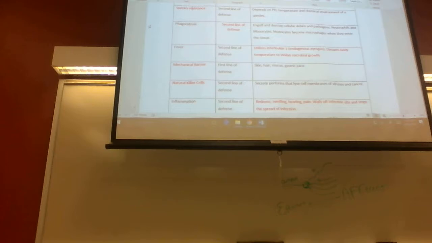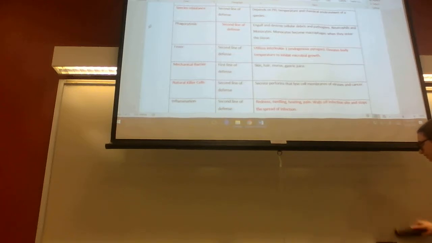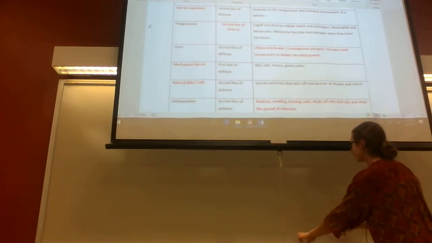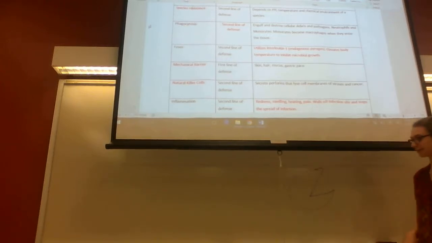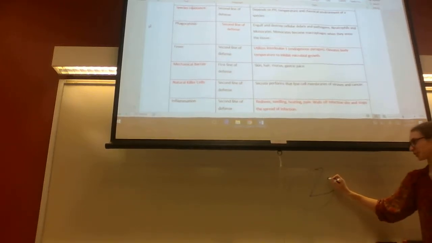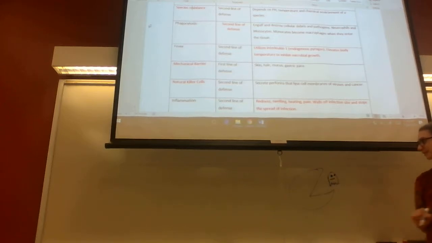Phagocytosis is the next one. This is the second line of defense. This has to do with, I draw this a lot, but you have here phagocytosis, right? Whenever I draw Pac-Man, it eats germs. So there you go. It's running away.